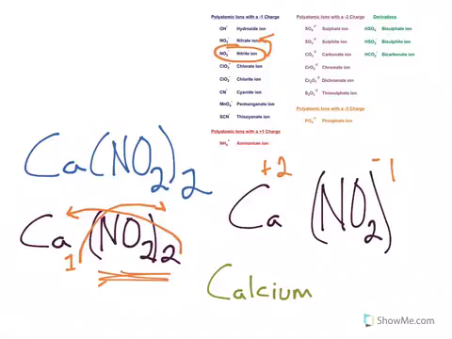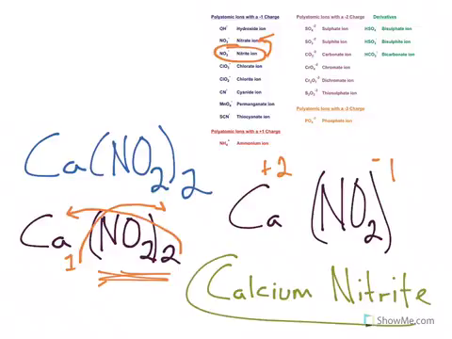So I have my calcium. I write what my polyatomic ion is. Calcium nitrite. Nitrite. There we go. That's my final answer.